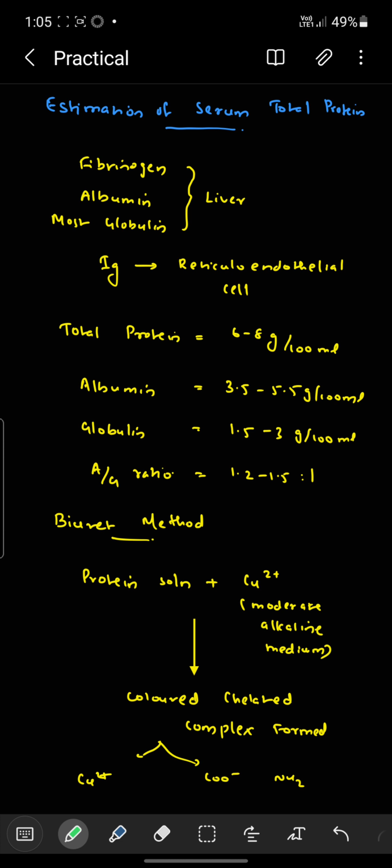3.5 to 5.5 gram per deciliter. Globulin is 1.5 to 3 gram per deciliter, and the normal albumin to globulin ratio is 1.2 to 1 or 1.5 to 1, in that range. So the serum total protein is estimated using the Biuret method.